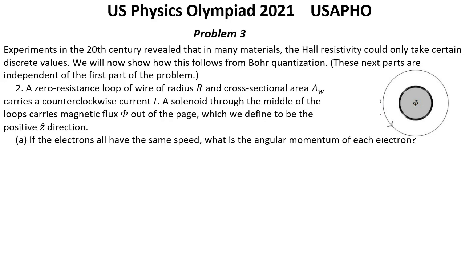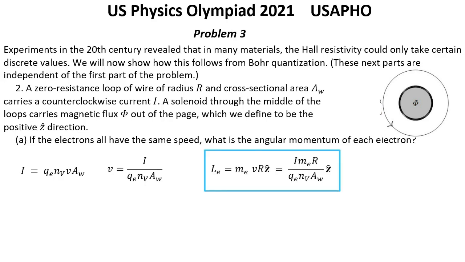Solution. The current is the charge of the electron multiplied by electron concentration, multiplied by speed and by cross-sectional area. From here we can find that speed equals this expression, and using the definition for angular momentum we have L electron equal to the mass of electron multiplied by speed and by radius, which is this value. That was the solution for question A.